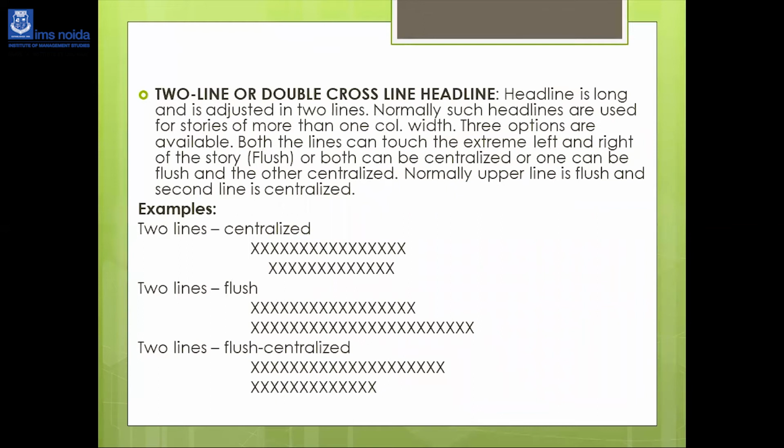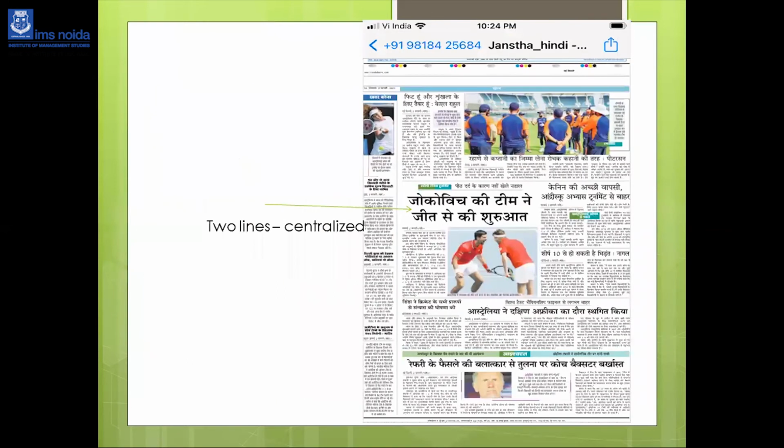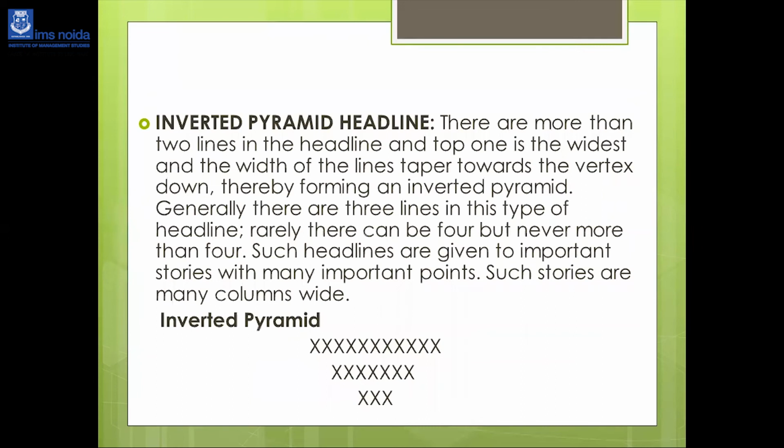Here are three examples of two-line or double cross-line headlines. One is the centralized format, the second one is in a flush form, and the third one is the flush centralized form. The examples are also given here.